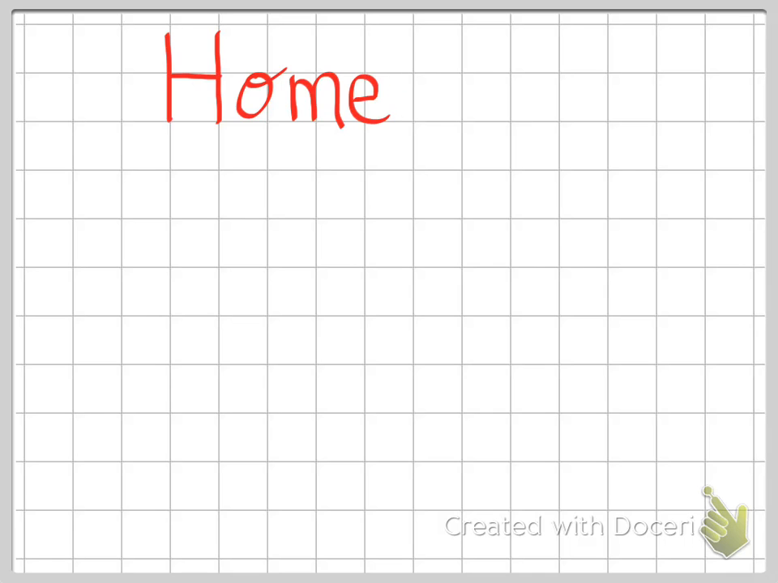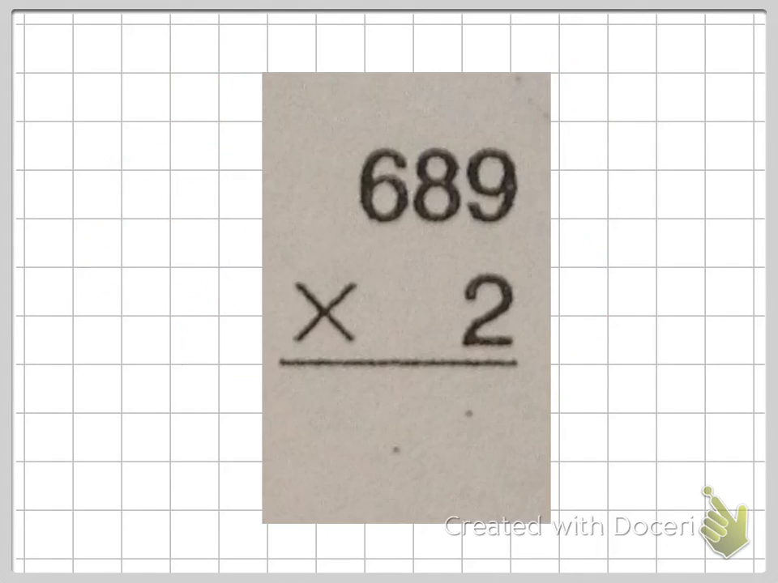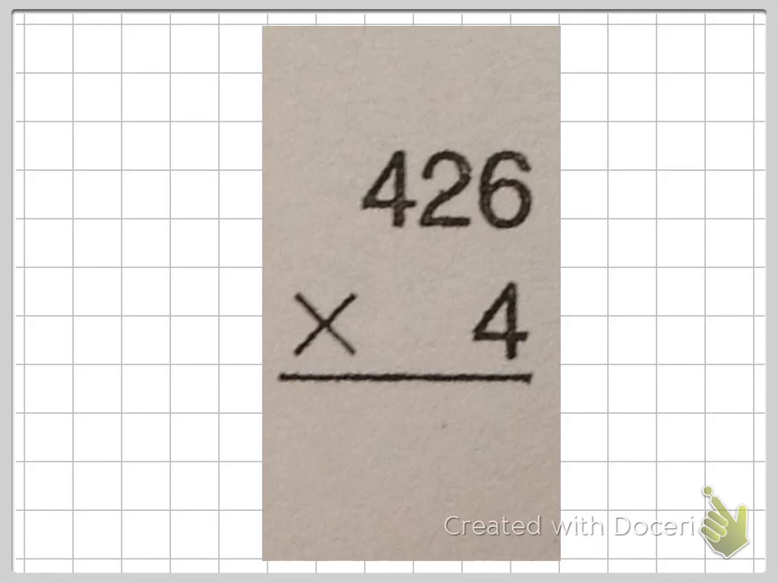And now we've come to our homework part of the night. Make sure to show all your work, to back up the tutorial if you are struggling with something, and bring it in tomorrow. So you have 689 times 2. Go ahead and work that out on a clean piece of paper showing all of your work. 426 times 4.